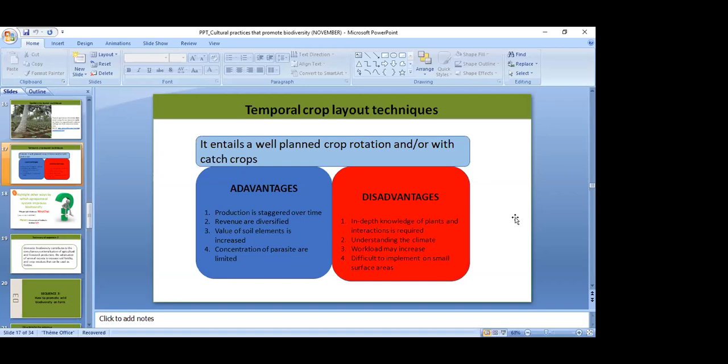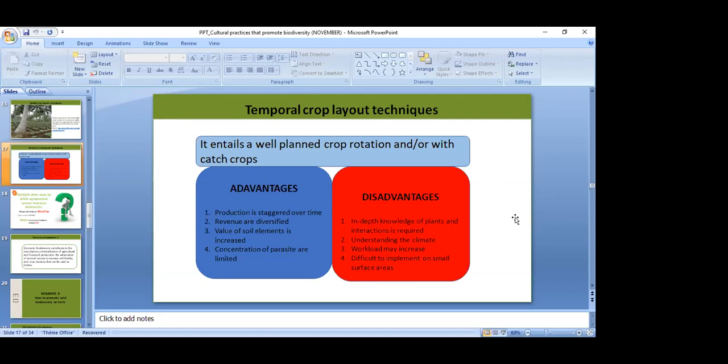And the fourth one, concentration of parasites is limited. As we have explained, parasites in this sense will be limited because it's not the same crop you are planting all through. It will be limited.